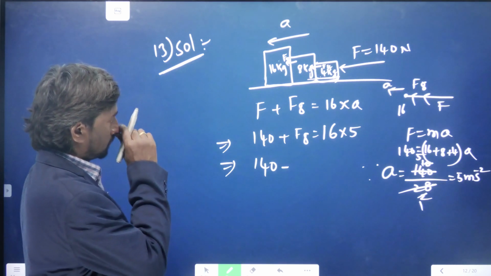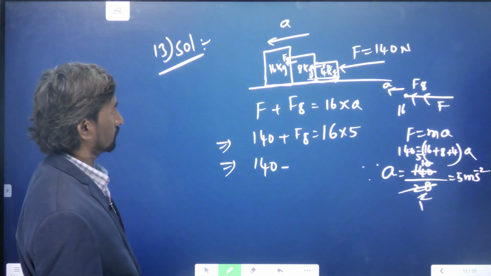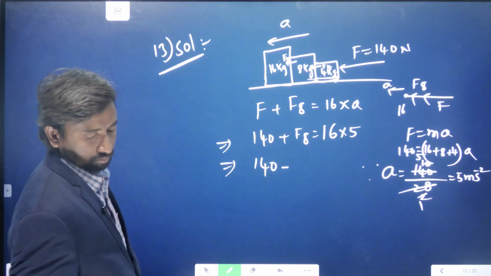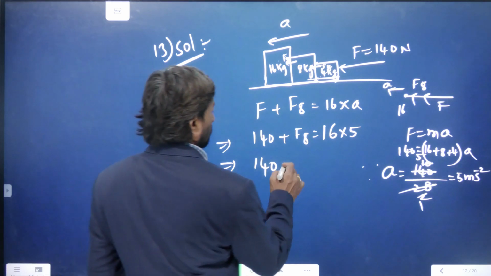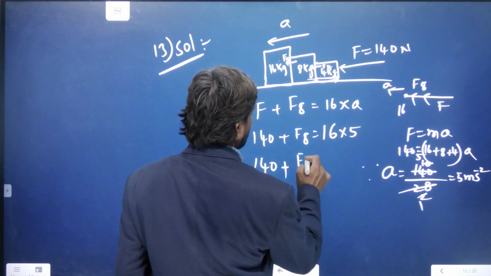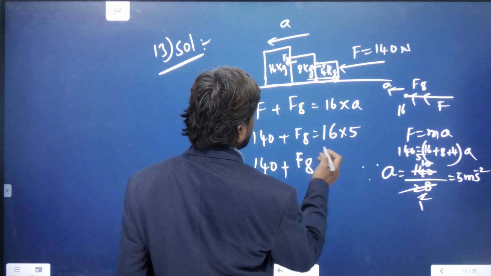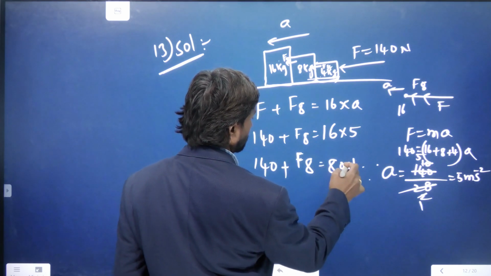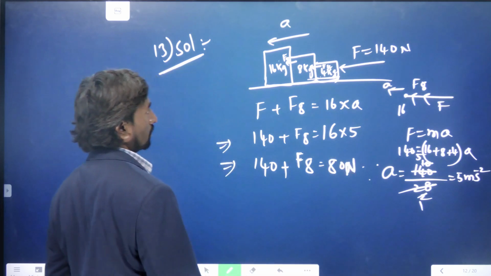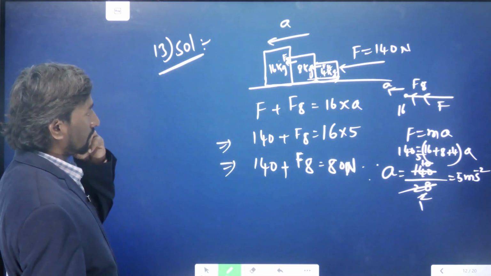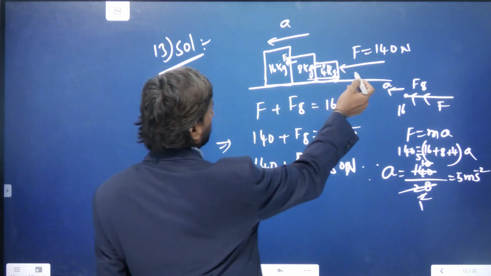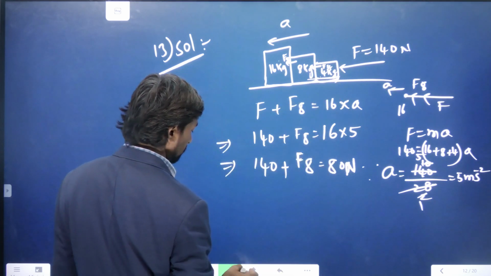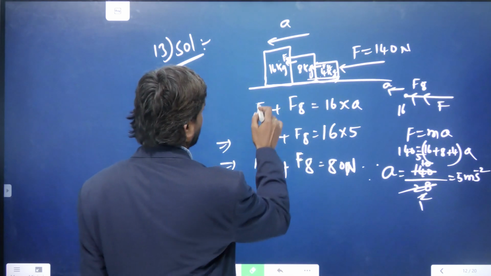F8. After finding the acceleration, we can find it out. So 140 plus F8 is equal to 50 plus 30, 80 we will get. 80 newtons. So directly we can write that 140 newtons is applying 50 newtons of force on the 16 kg. Therefore we need not take this value 140.